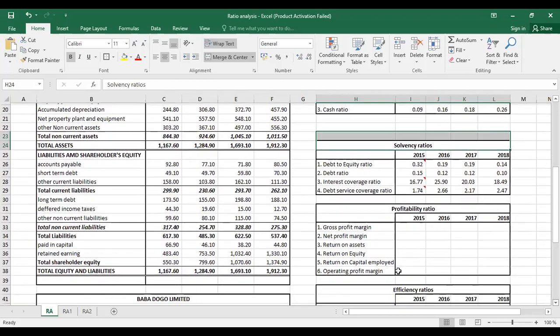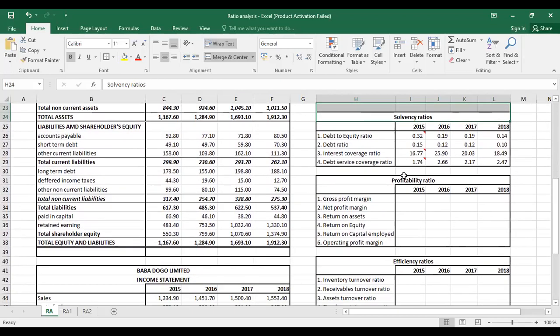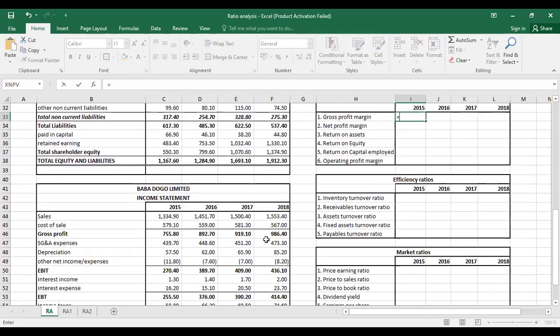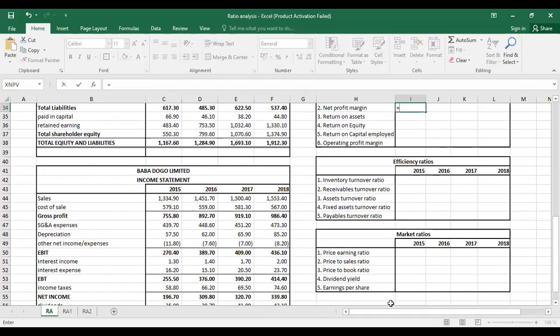And the rest, this one comes from the income statement. So the gross profit margin, you know it, it is the gross profit divided by the sales. Net profit margin, the same thing, net profit or profit after tax or net income divided by the sales. The very simple ones. You press enter. Then now we have return on assets.